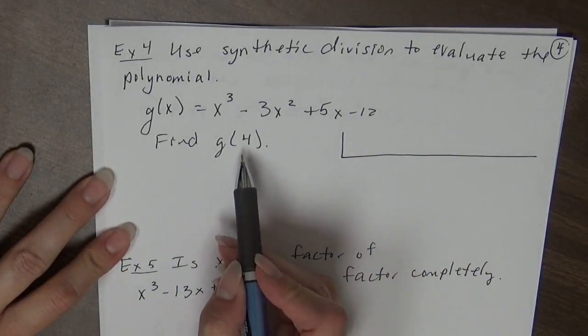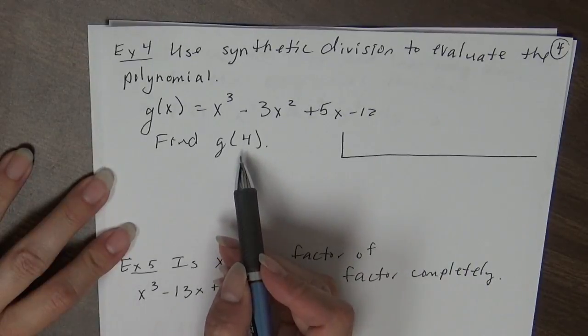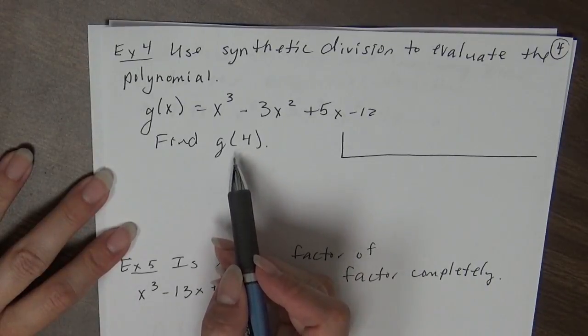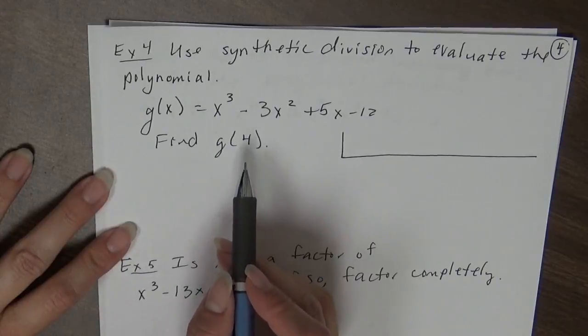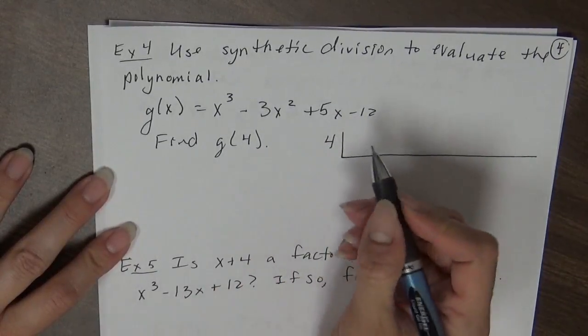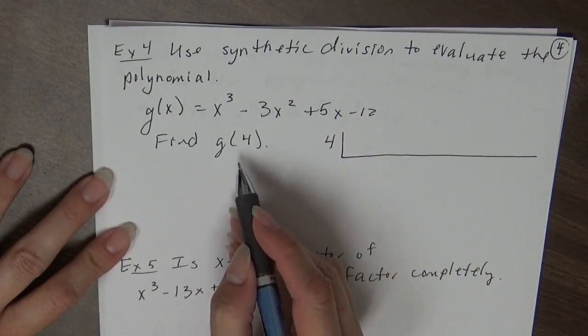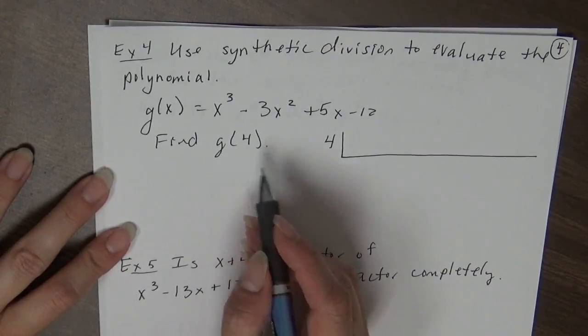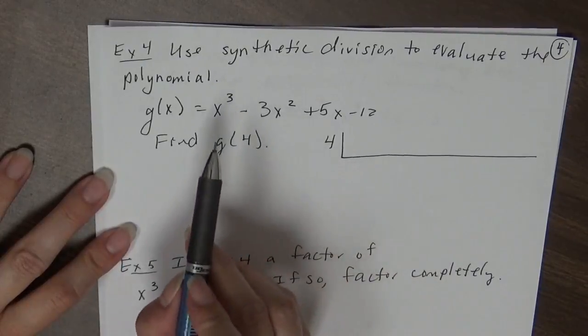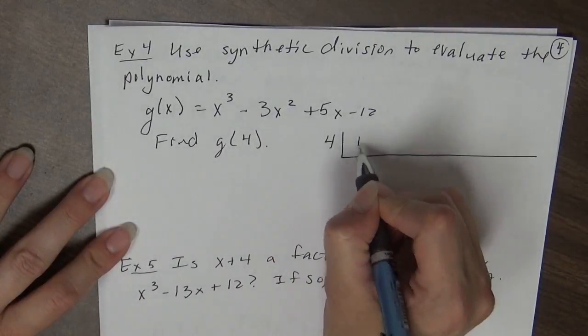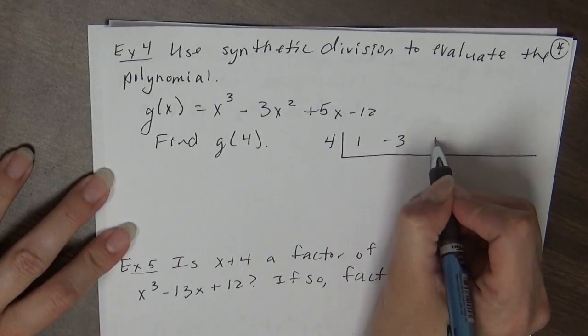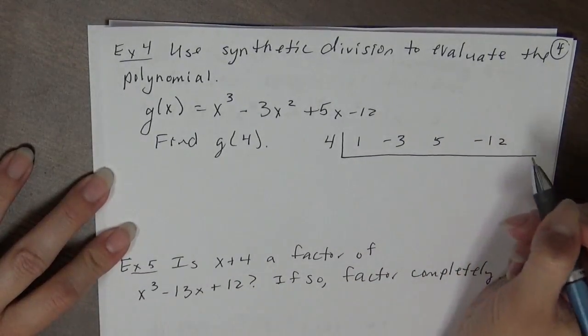Okay, if we evaluate this at 4, that's like if you're dividing it by x minus 4. So the 4 is going to be the constant. I'm not changing the sign on this because that's the actual x value that they want me to use. So I'm going to divide it by just 4. And then I'm going to put my coefficients in: 1, negative 3, 5, negative 12.